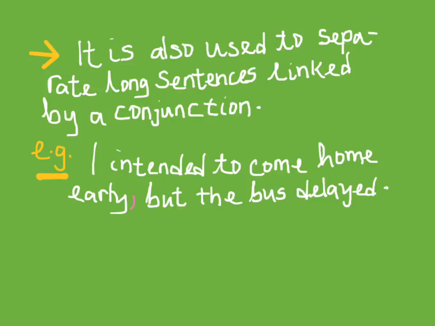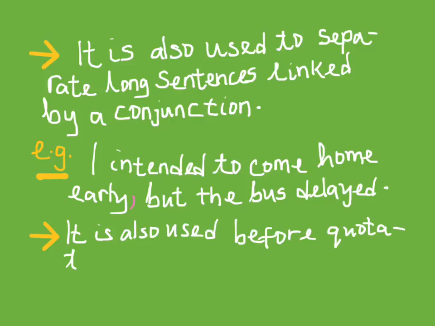So instead of saying, I intended to come home early but the bus delayed, you rather say, I intended to come home early, but the bus delayed. So the comma comes before the but, at the end of the first idea. I intended to come home early, but the bus delayed. So you will not say, I intended to come home early but the bus delayed. That's wrong. You rather say, I intended to come home early, but the bus delayed.